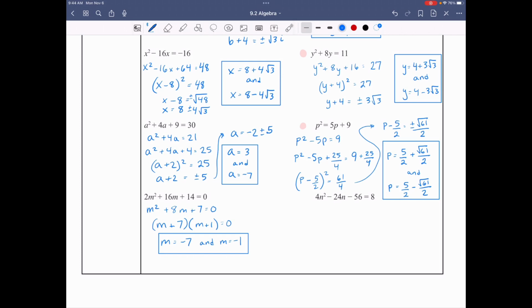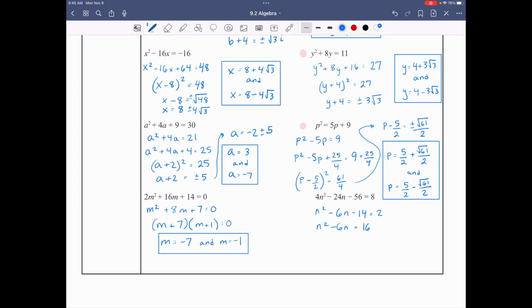On this next one, you're going to need to divide by 4. So n squared minus 6n minus 14. Now this one we will use completing the square. So let's do n squared minus 6n. We will add 14 to the other side, so we get 16.